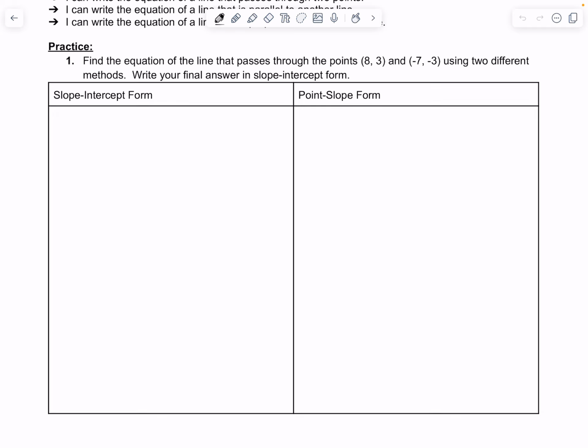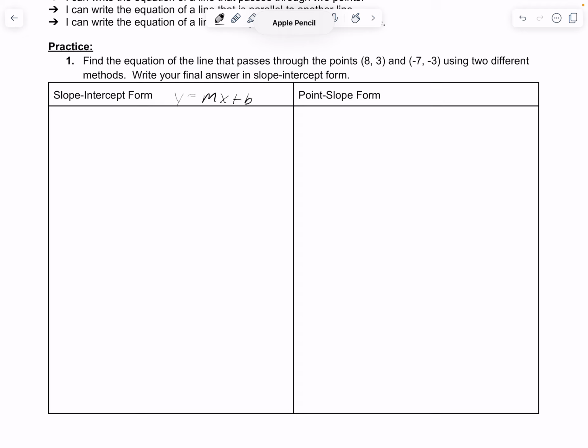We'll do one way where we use slope-intercept form the whole way, and then the other way I'll show you how to use point-slope form as kind of like a bridge to get from the information that you have to writing the line in slope-intercept form. Okay, so just a reminder again, slope-intercept form is y equals mx plus b. All right, so make sure you write that for the top up here.